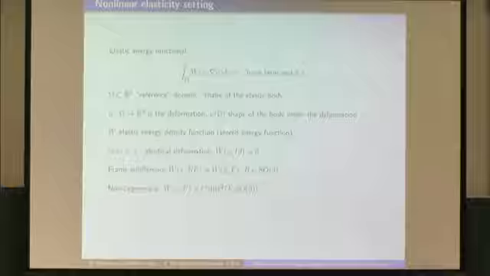Another natural assumption is that the stored energy function is bounded from below by the distance squared from the gradient of deformation to the group of rotations, to the group of rigid body motions, right? This assumption naturally appears if you assume that the stored energy function is smooth enough with respect to F.